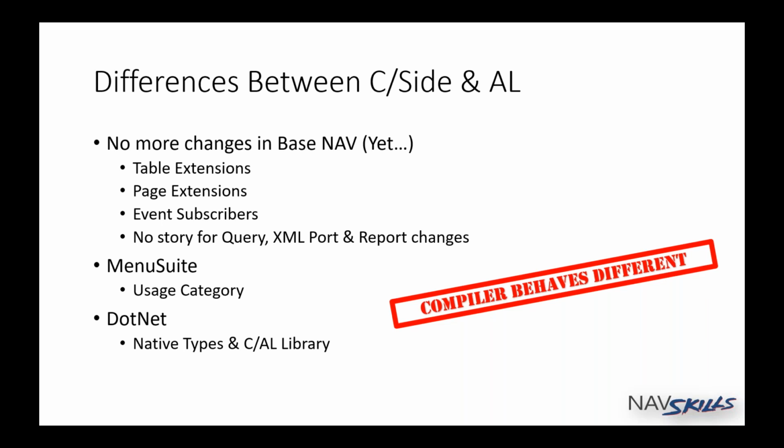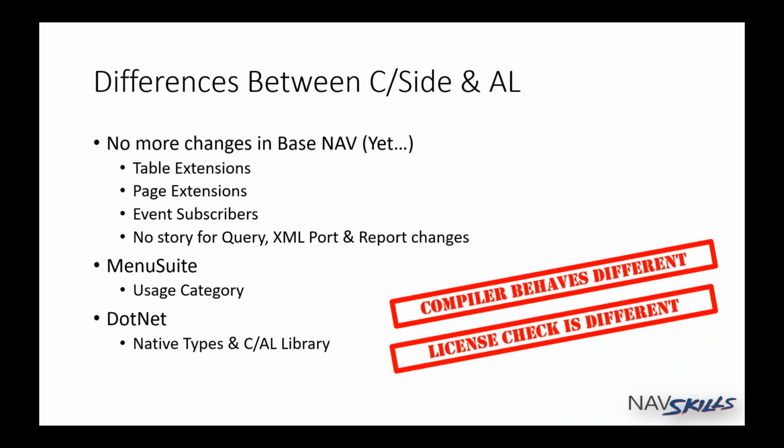Also, I'll come back to that later in the webinar, but the compiler behaves differently. Code that compiles in Seaside may not compile in Visual Studio Code. And also the way that the license is checked is different. And this mainly has an impact on end users that have application builder licenses or solution developer licenses, but it also has an impact on ISVs who want to ship their extensions to end users on premise.